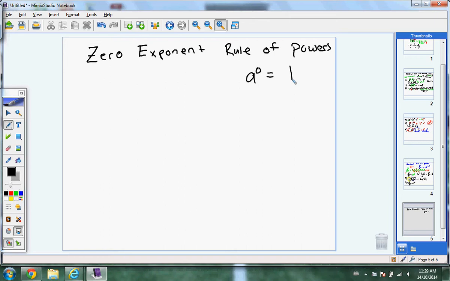Okay, here's the rule itself. Anything to the zero power is 1, okay? And the reason we can prove that is through the quotient rule. If I have 7 squared over 7 squared, well, we know that 7 squared is 49, so that's 49 over 49, right? Well, what is that? That's 1.